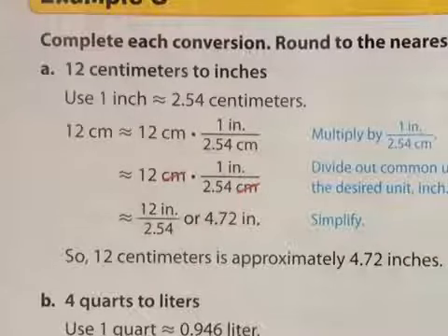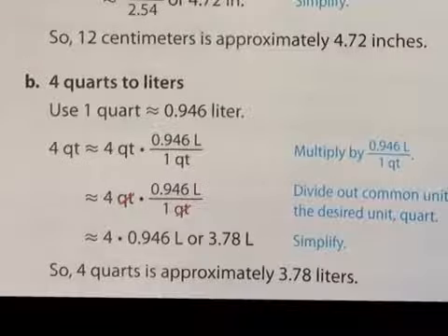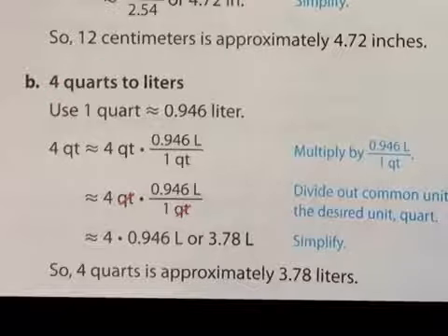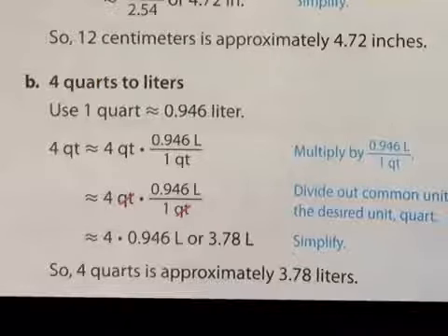And then the same goes for quarts to liters. We have 4 quarts to liters. 1 quart is 0.946 liters. Almost an entire liter, but it's not. So 1 quart, we have 4 of them here. So what do we want to do now? We want to multiply, right? So this time we're directly multiplying 4 times 0.946, which tells us the amount of liters. So 4 quarts is approximately 3.78 liters.